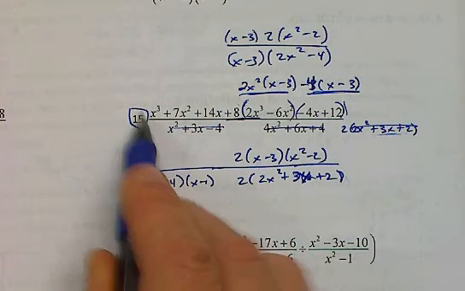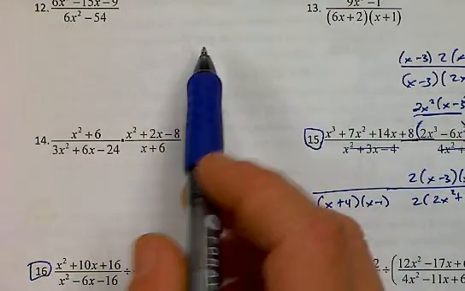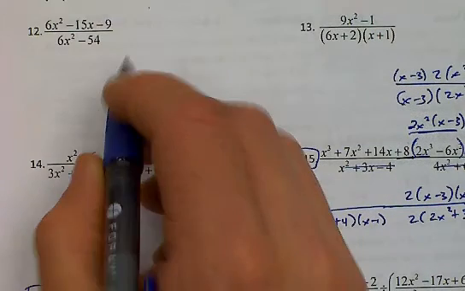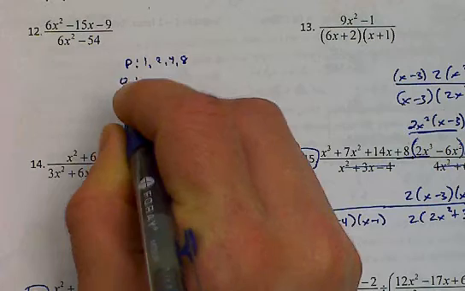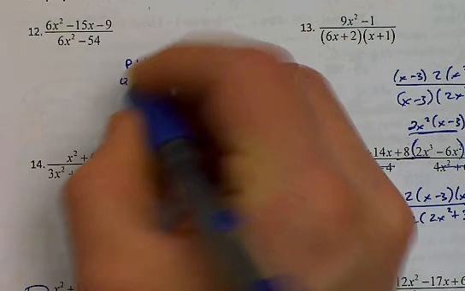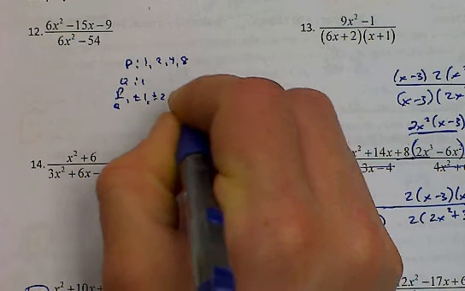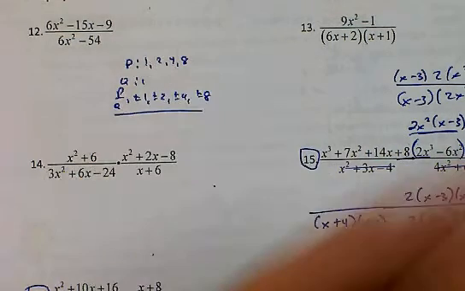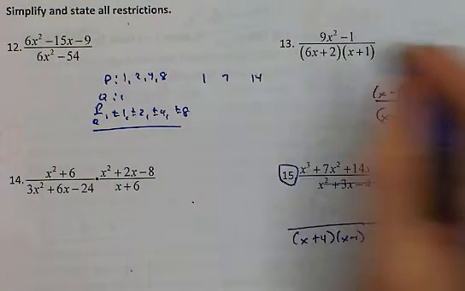Now this does not group, so I'm going to have to do p's and q's right here. So I'm going to slide my paper over, and I'm going to do p's and q's up here. So my p value is 8, so I have factors of 1, 2, 4, and 8. My q value is 1, so my p over q's are these right here. So I'm going to set up my synthetic division, 1, 7, 14, 8.